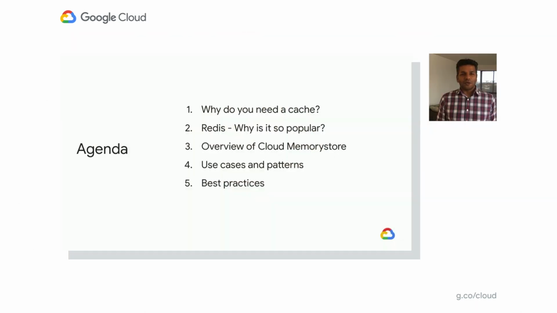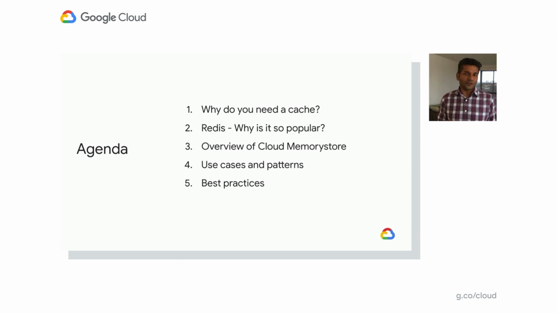So let's begin. There are a few areas that I wanted to cover today. I'll start off with talking a little bit about why it is important to have an in-memory store in your application architecture and what benefits it provides. From there, we'll talk a little bit about Redis and why Redis is one of the most popular in-memory stores today. And from there, we will dive into Memorystore.